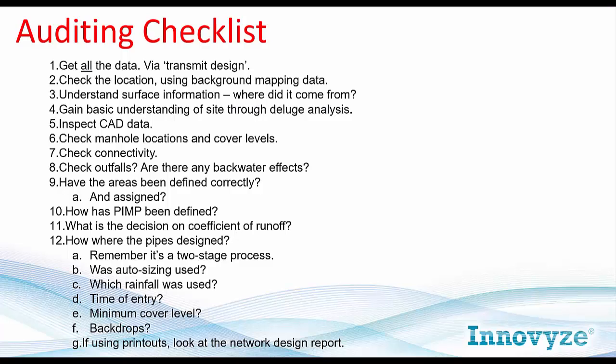Okay, so I think it's useful to end with an auditing checklist. Now, I'm not saying that this is an exhaustive list, but I hope it's useful to give you a start on the sort of things that you should be looking out for. So the first thing is you need to get all the data. This is going to be the design itself, the model, the background mapping, the background surface data, and any of the results. The easiest way to get that is via the transmit design feature that's included, so it'll all be zipped up, and then when you receive it you can unzip it and it'll all be there in the correct locations.